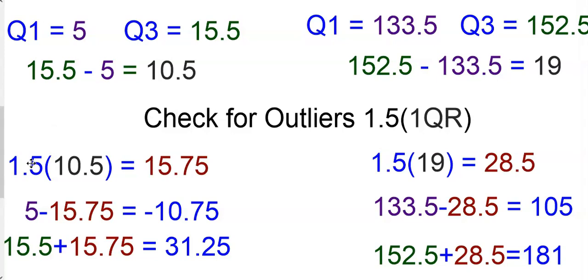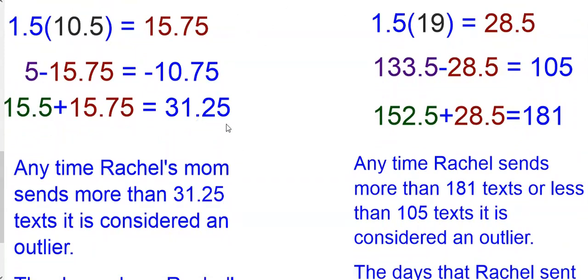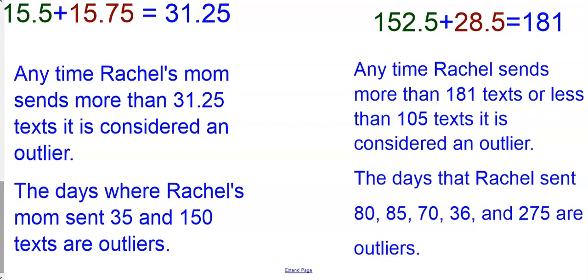For Rachel's mom, we have 1.5 times the interquartile range, and her interquartile range was 10.5. So 1.5 times 10.5 is 15.75. What we do with this value is we subtract it from the first quartile and we add it to the third quartile. What this is telling us is any time that Rachel's mom sends more than 31.25 texts or less than negative 10.75 texts, which doesn't make a whole lot of sense, it's an outlier. So we'll just talk about any time she sends more than 31.25 texts, it's considered an outlier. So it's unusual for her. When we go back to our data, we can see that at different times, Rachel's mom sent out 35 texts and 150 texts. So those data values, however often they appear, are considered outliers.